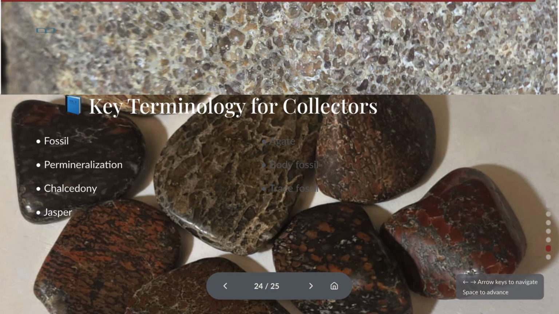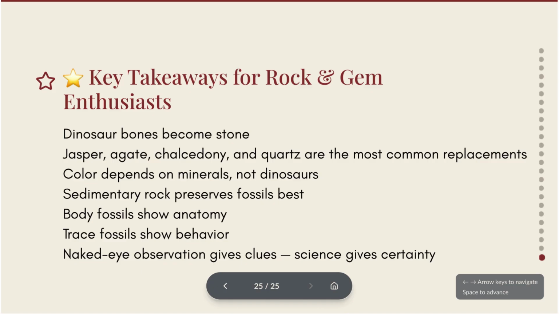Key terminology for collectors: fossil, permineralization, chalcedony, and jasper. The key takeaways for rock and gem enthusiasts: dinosaur bones become stone. Jasper, agate, chalcedony, and quartz are the most common replacements. Color depends on minerals, not dinosaurs.